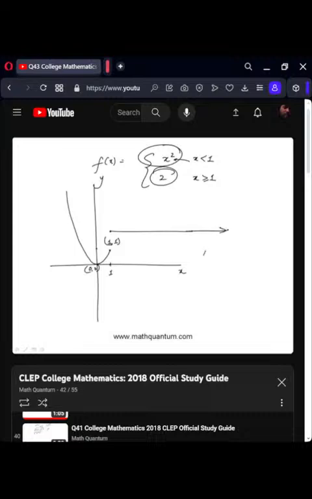Just to point out, this is an open circle, meaning x is less than 1. This is a closed circle. That would be the value of the function when x is equal to 1, so the answer is D.